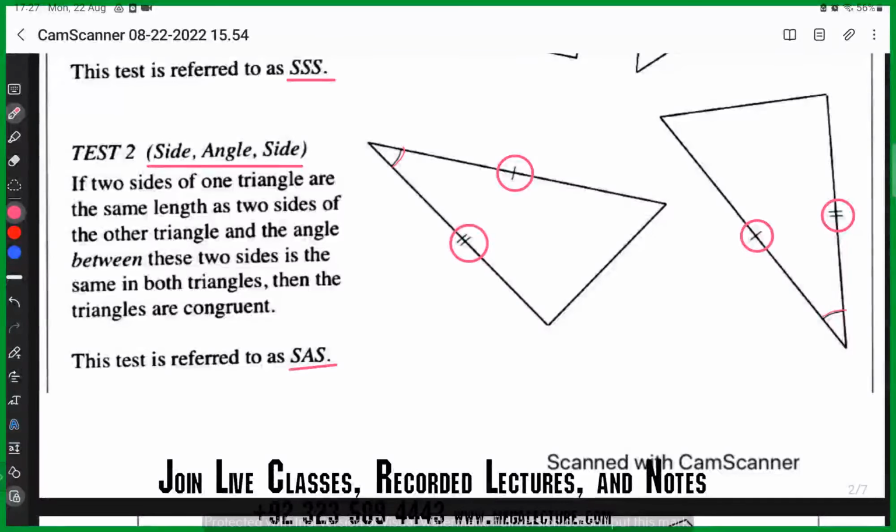This does not mean that if I have two triangles, let's say I have two triangles.